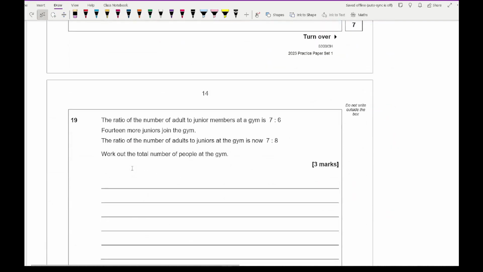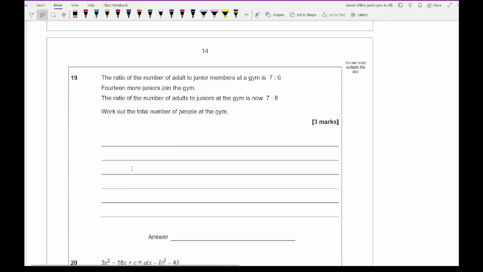Moving on to question 19, it says that the ratio of the number of adults to junior members at a gym is 7 to 6. 14 more juniors join the gym. The ratio of the number of adults to juniors at the gym is now 7 to 8. Work out the total number of people in the gym.